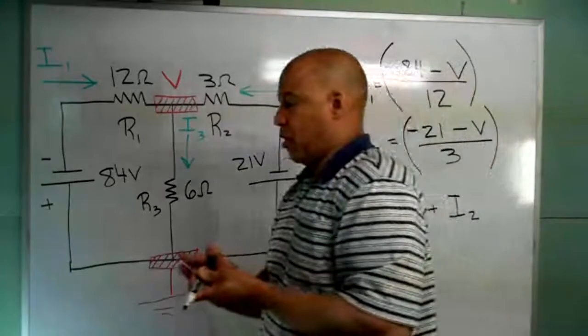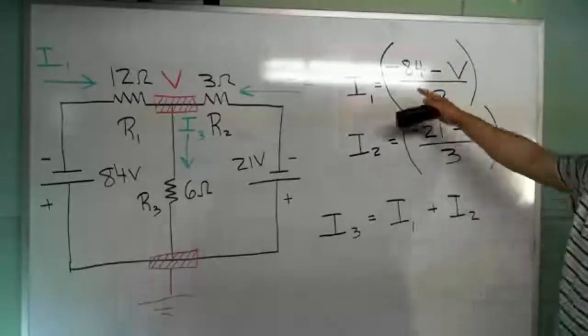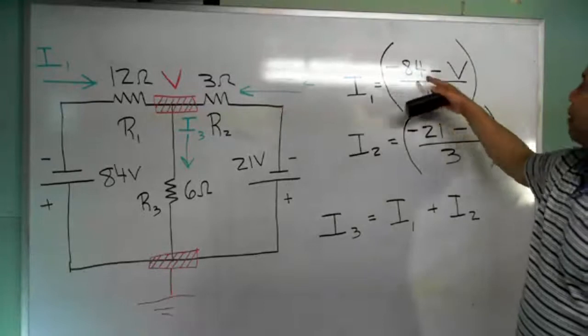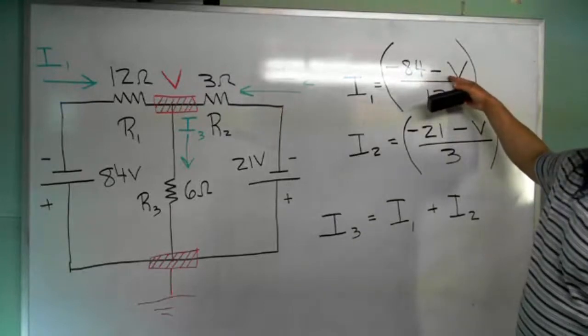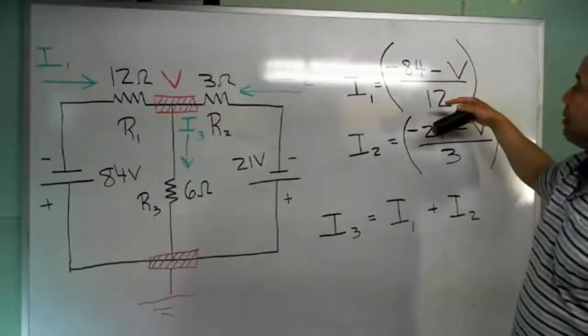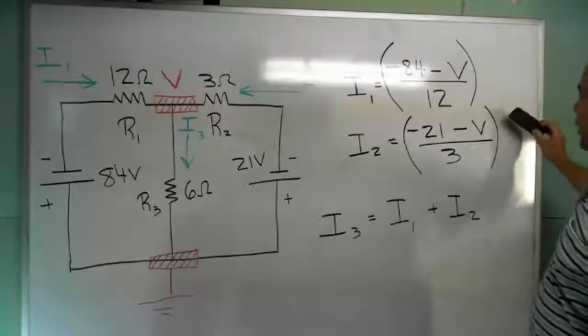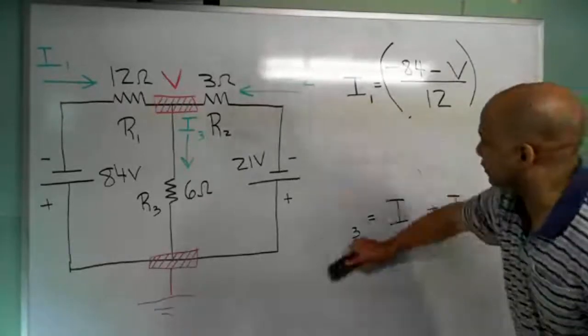Excuse me, sir. Yes, sir. The I1 is negative 84. It is. Well, it's negative 84 minus V. Okay. Because I'm not seeing well. You can't see? I'm not seeing well because of the light. Oh, okay. I see. Let me move this down.